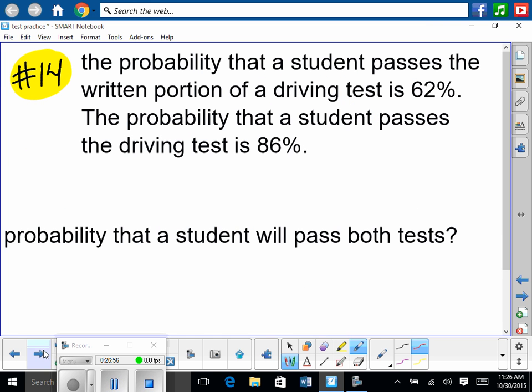All right. So looking at number 14, the probability that a student passes the written portion of the driving test is 62%. The probability that a student passes the driving test is 86%. So I'm going to make a tree diagram. So there's a written exam and a driving exam. Now they either pass or fail. They either pass or fail, both the driving and written portion.